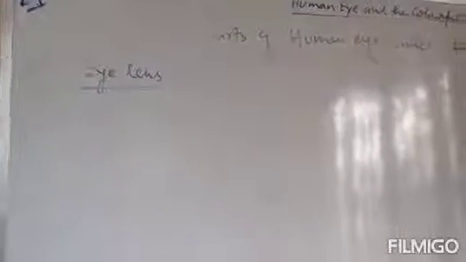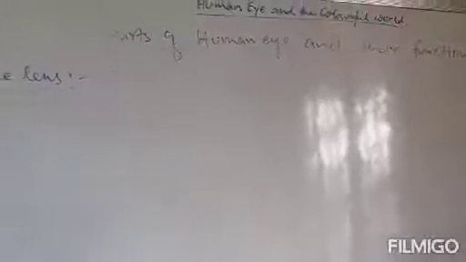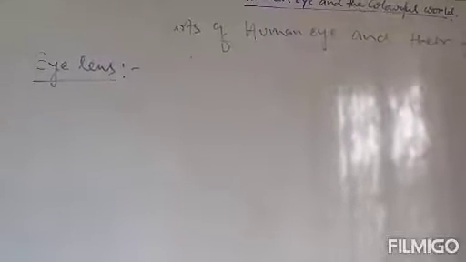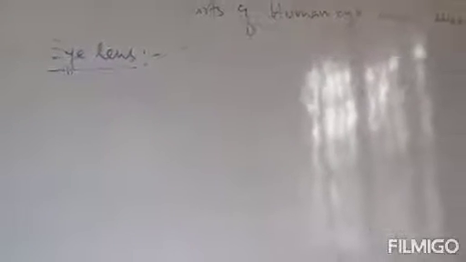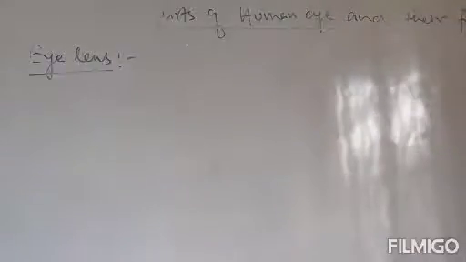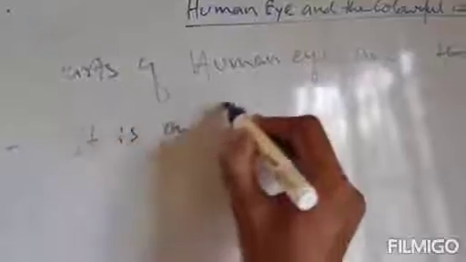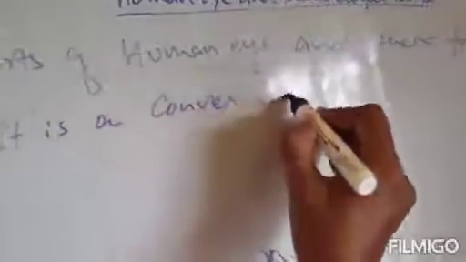Because it is a lens, it must have curvature. So what is curvature? You will study in the light chapter and lens chapter what curvature is. Just know it by name now, that it is a convex lens. Be it a convex lens or a concave lens, every lens must have a curvature. Clear? So eye lens is a convex lens, and its curvature can be adjusted with the help of ciliary muscles.